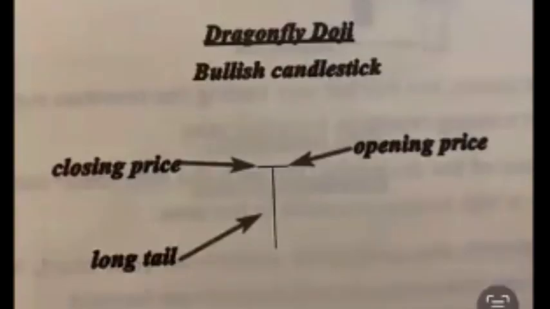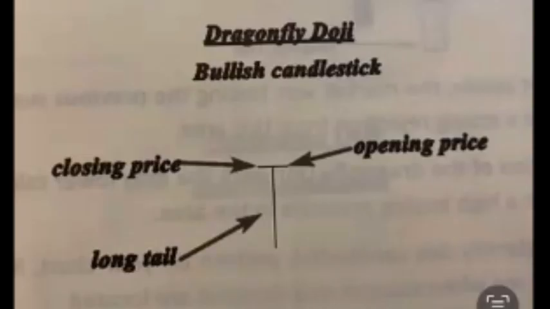The dragonfly doji, bullish candlestick. What does this mean? This doesn't represent indecision. It most likely represents the fact that buyers are winning. People pumping the market are winning. The long tail represents that sellers tried to push the price down, but the buyers came up and took the price up. The buyers were not able to push the price further than the opening price, but at least they were able to defeat the sellers to an extent. So it stopped at that zone. That's what this means here.